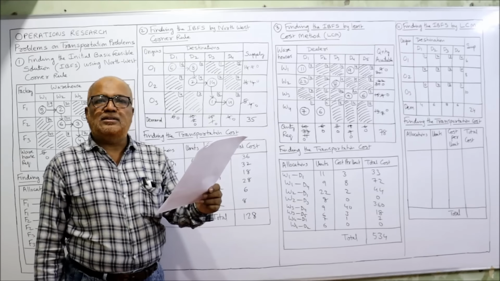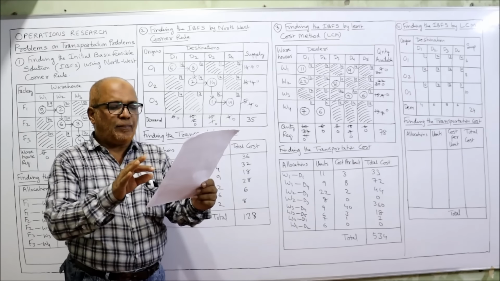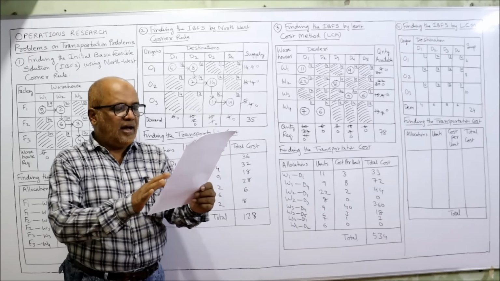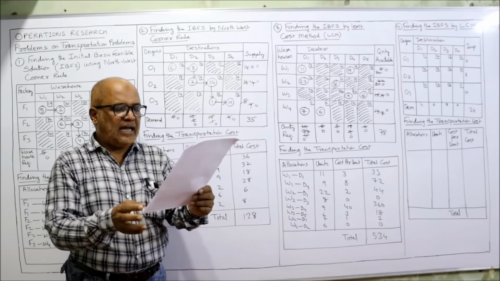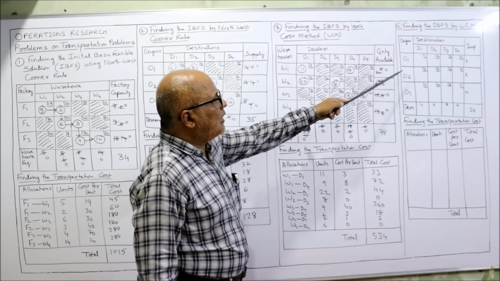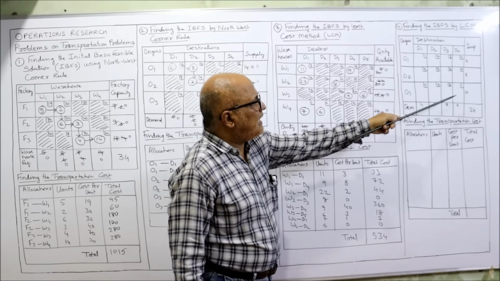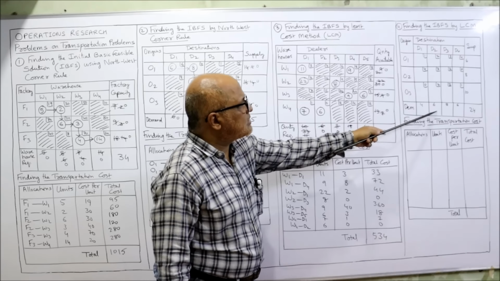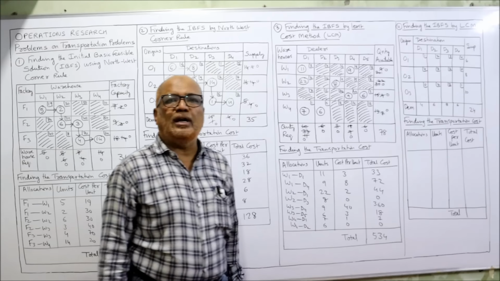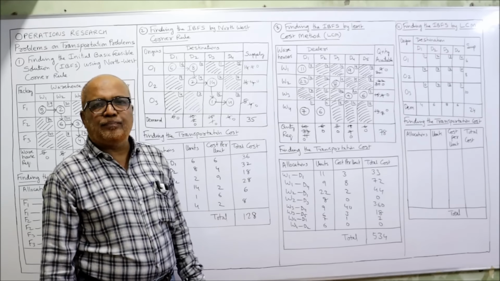O1, O2, O3, 3 origins and destinations are D1, D2, D3, D4. Supply 6, 8, 10 and demand 4, 6, 8, 6. So exactly the same table I have drawn. O1, O2, O3, D1, D2, D3, D4. Supply is 6, 8, 10. Demand is 4, 6, 8, 6. Total comes to 24, balanced. The total of rows and total of columns are the same.